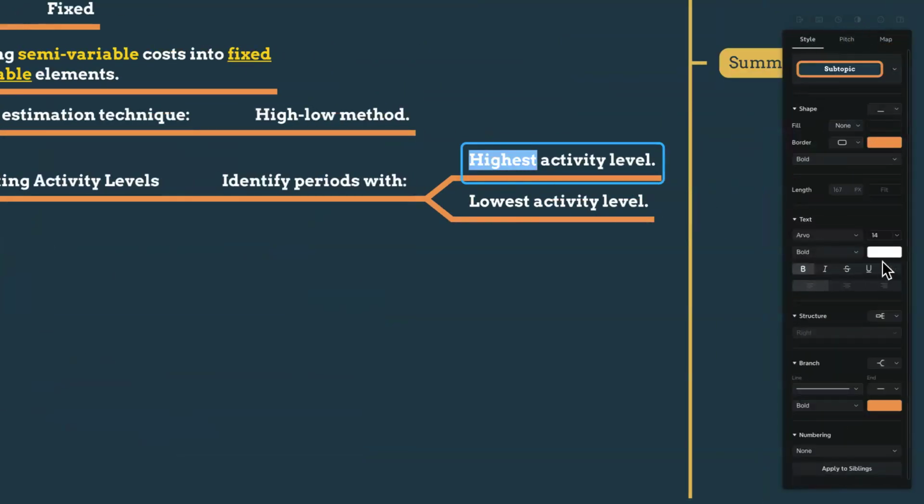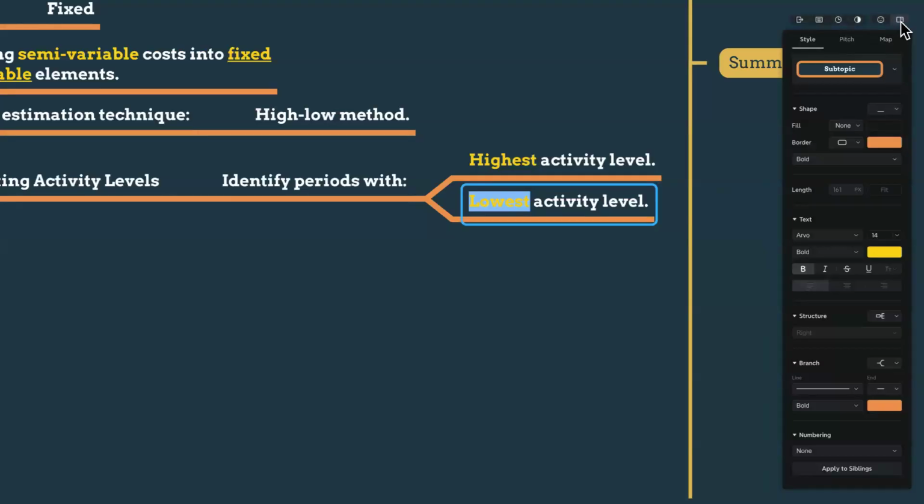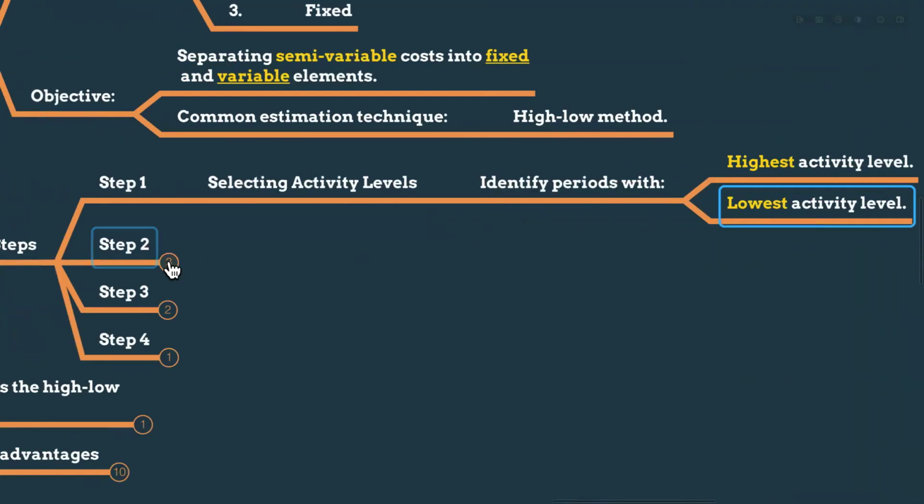So what does it mean? It means in your question paper, they will give the highest number of units produced or the highest number of sales, whatever the activity level. So they will provide one highest activity level and also one lowest activity level.